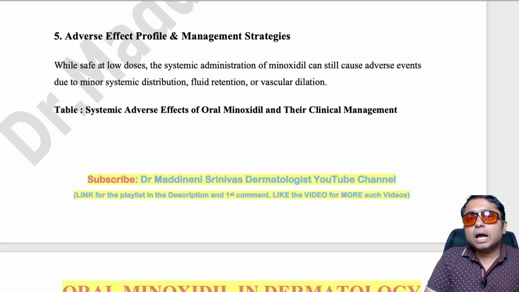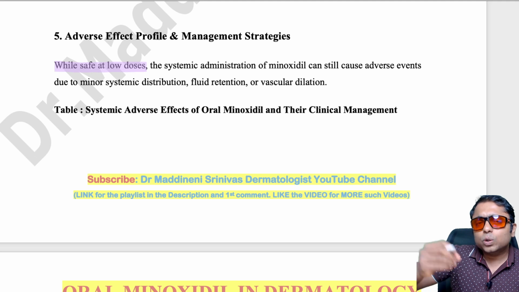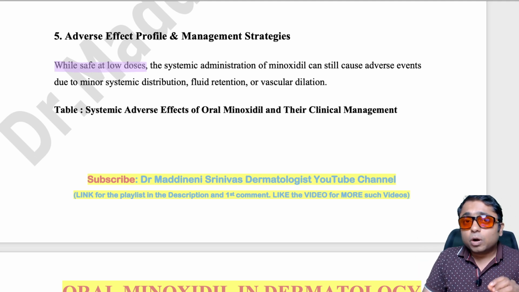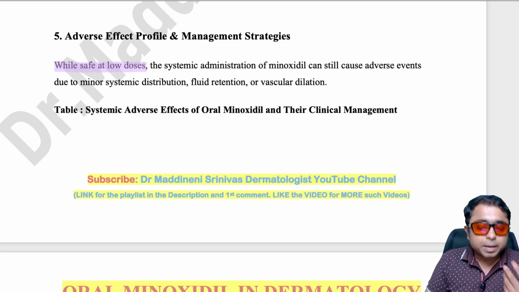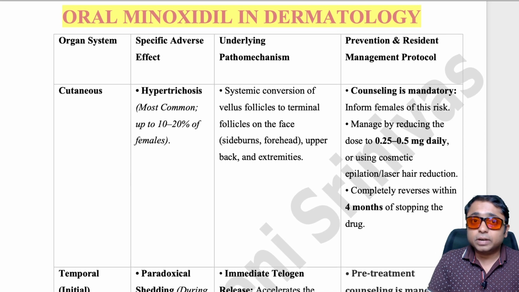So next, coming to the adverse effects. These are also important. Remember, at high doses of 10 to 40 mg, most of these adverse effects are seen, but at low doses, some of the adverse effects are also seen. The most common one is obviously hypertrichosis, but apart from this, you should know the other important adverse effects which we are going to cover.